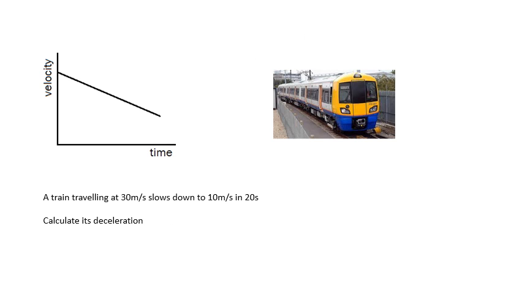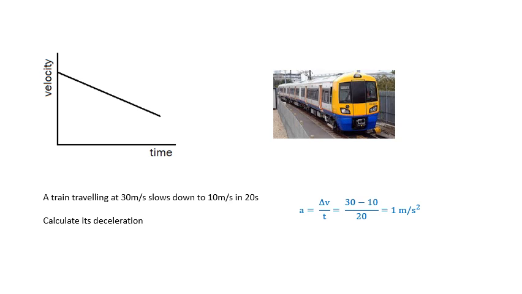Look at this train. Have a go at this question yourself. A train traveling at 30 meters per second slows down to 10 meters per second in 20 seconds. Calculate its deceleration. Pen, paper, calculator, do it. And the answer is in 3, 2, 1.